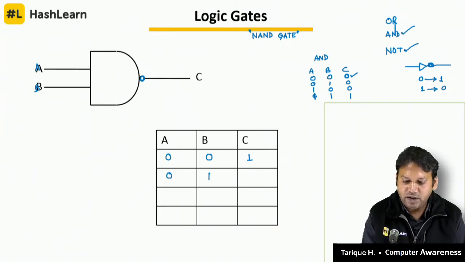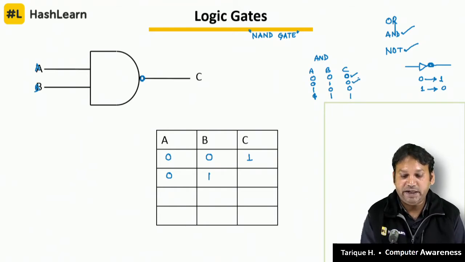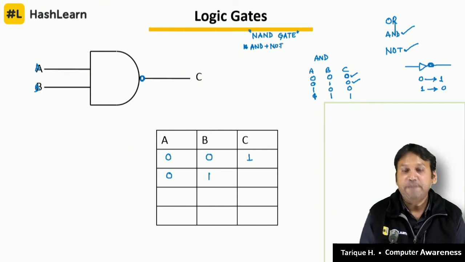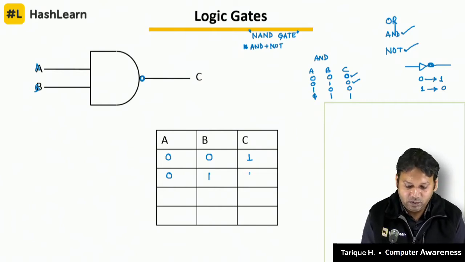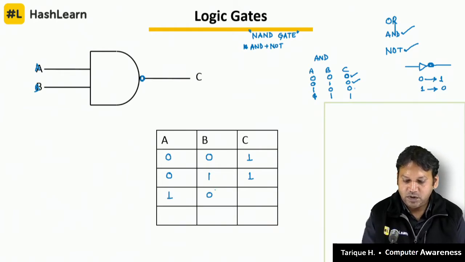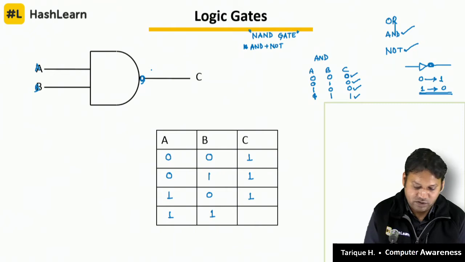So for 0 into 1, the result was again 0, but since this is a NAND gate, not just an AND gate, it is AND plus NOT, or NOT plus AND. So the 0 will again become equal to 1. Now 1 into 0 was 0, but again it will become equal to 1, and 1 into 1 was 1, but then 1 becomes equal to 0 because the NOT part is added here, so it will become 0. This is the truth table for the NAND gate.